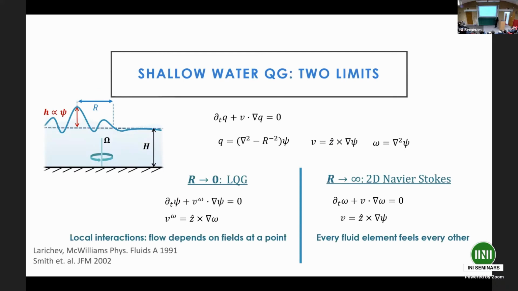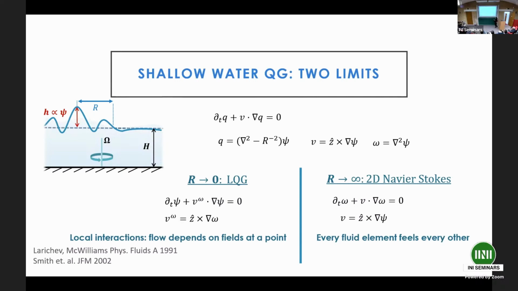Okay, so what I'm interested in is asking about the limits of this equation. If I take the limit of this Rossby deformation radius to infinity, then I basically get 2D Navier-Stokes. This is the limit of incompressible 2D Navier-Stokes. The gravity waves can equilibrate the surface and it just stays flat. But the other limit, which is more strange, is when you're taking this R to 0.